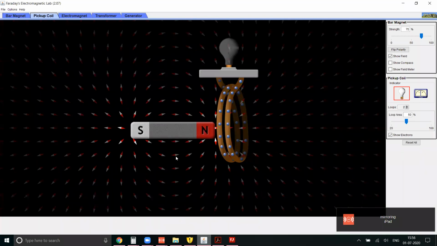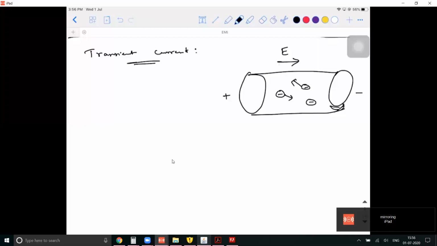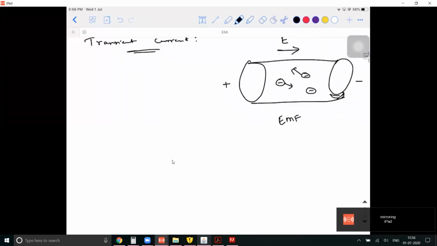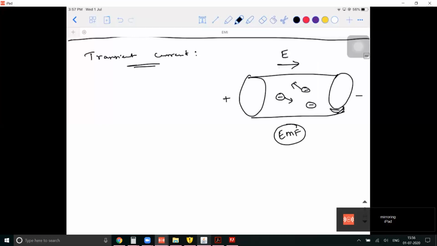So if something has to move in a fixed pattern, what is necessary? Potential difference, or I can technically call it EMF. So I need to create an EMF for current to flow. Whereas what is happening here, by changing the magnetic flux, we are able to generate EMF. So we don't use the word current. We say EMF is induced. We don't say current is induced. Due to that EMF, the current is going to get induced.